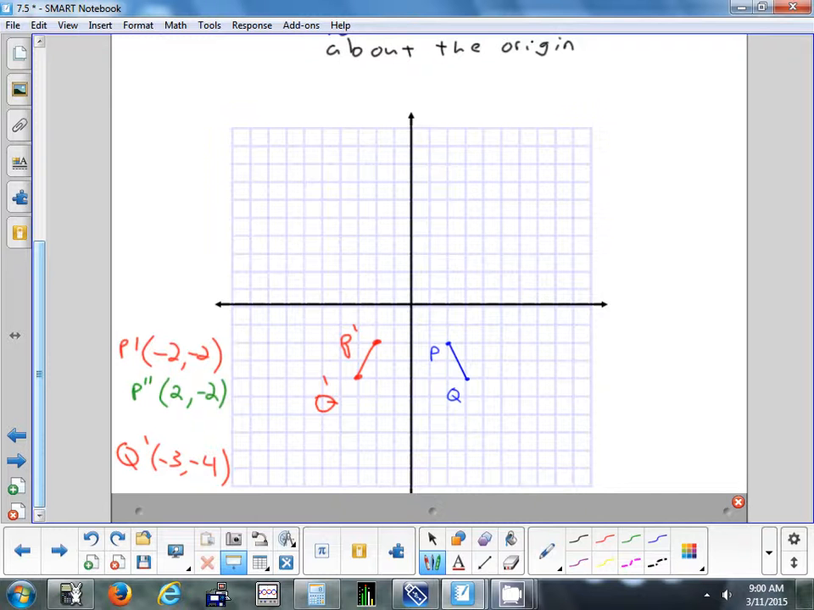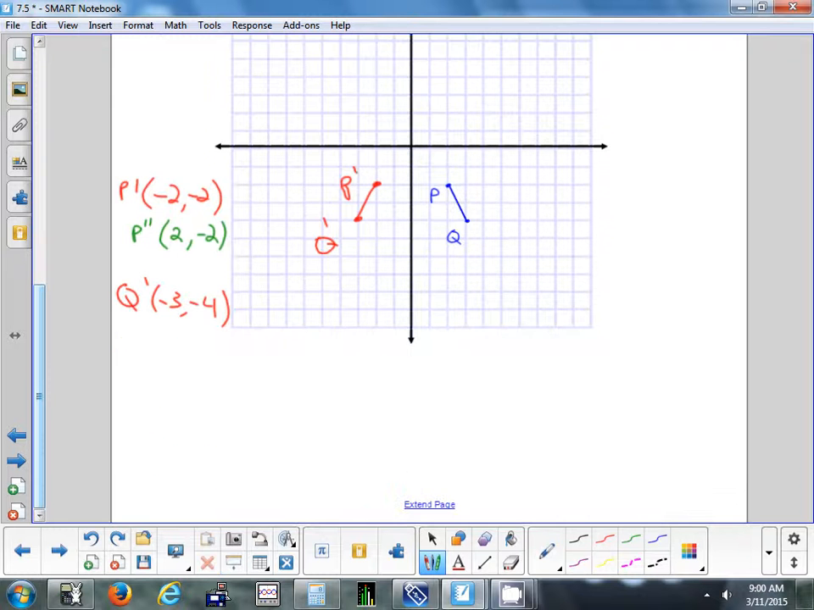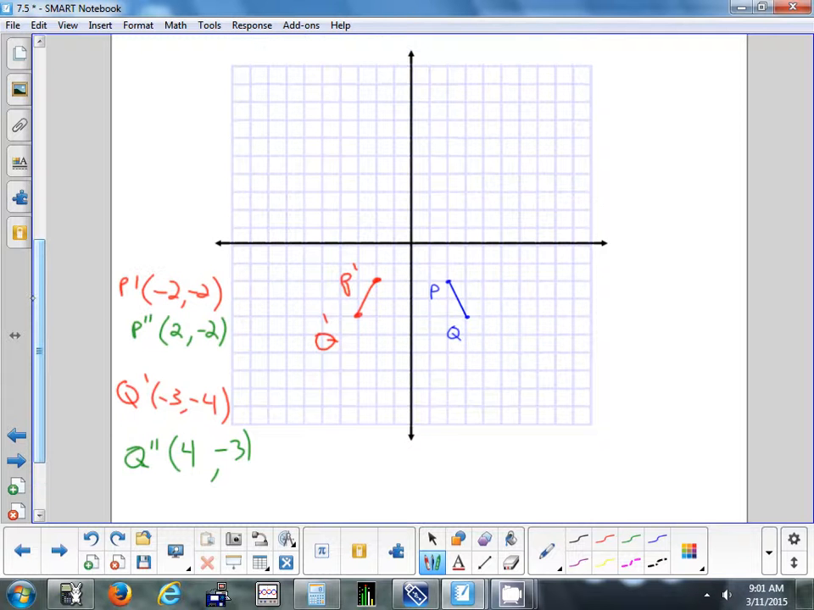Okay, let's do Q double prime. Switch them. We get -4, -3. And then when you make the first one negative, instead of -4, it becomes +4. Okay. So let's sketch P double prime, Q double prime.